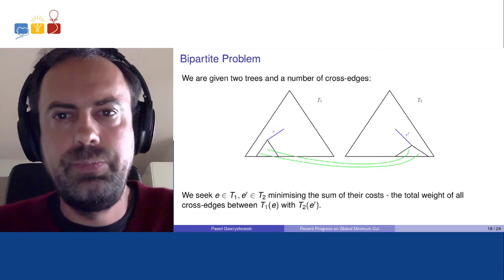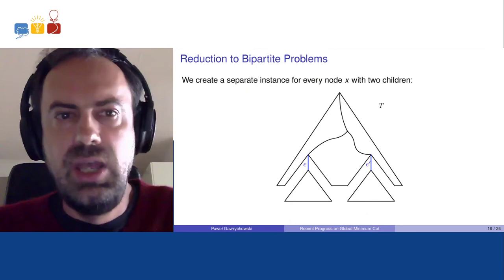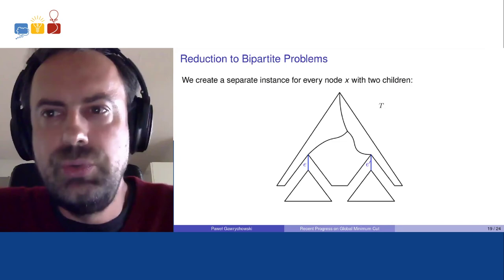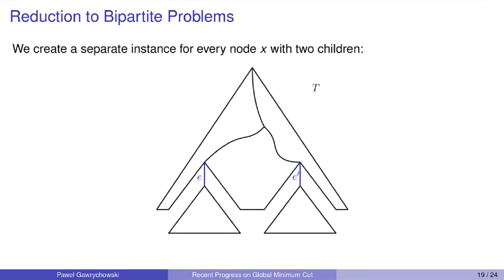Okay, but why? What's the connection to the original question? Why do we care about this? So it's not hard to reduce the original question of independent edges to the new problem. It's a bit harder to do this efficiently. So let's first think why there is a connection. Okay, so let's think about E and E prime, they are independent in T. And now they have an LCA, right? It's the node X. So X has two children, it's their LCA, so it can't have just one child.